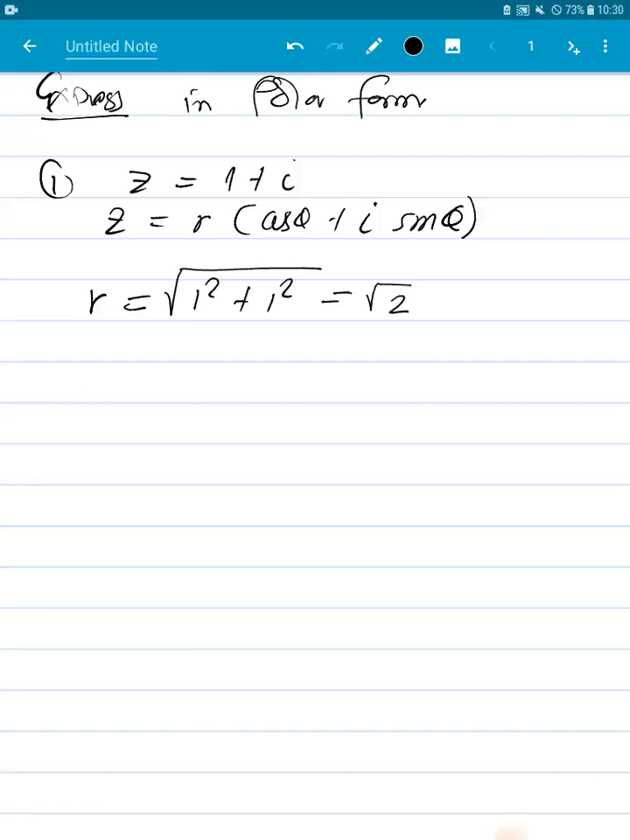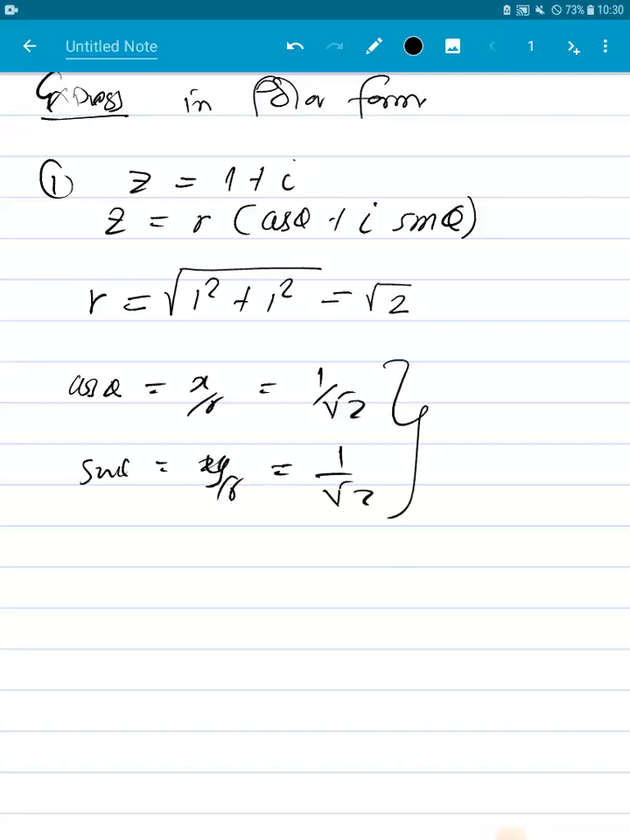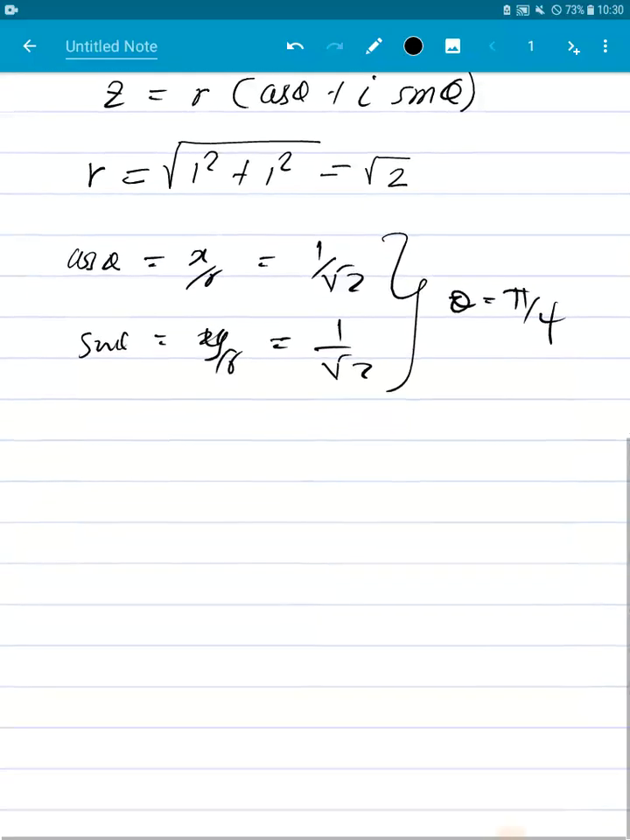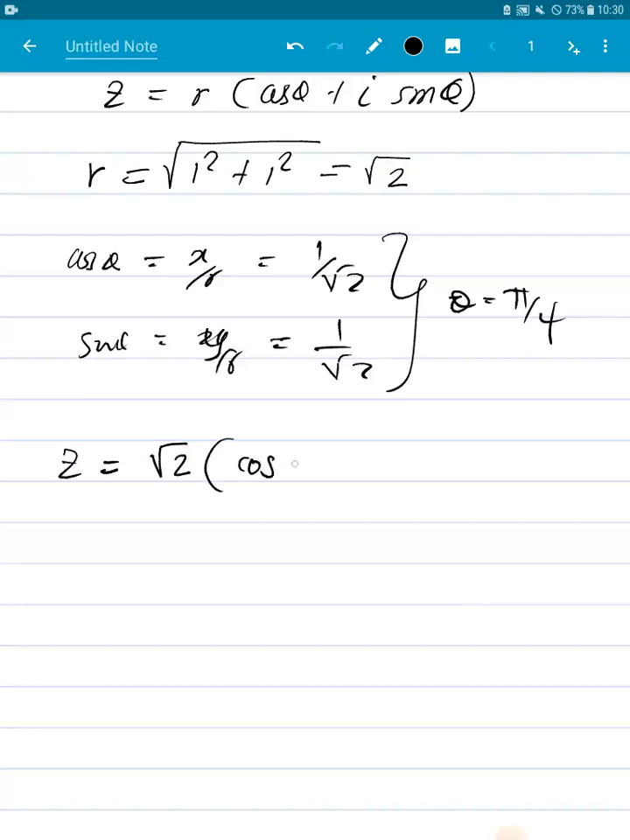The angle: cos theta is equal to x over r, which is 1 over root 2. Sin theta is equal to y over r, which is also 1 over root 2. And I think from the previous example, we found theta to be pi over 4. Now that we know what theta is, our r is just root of 2. Then open bracket, this is cos pi over 4 plus i sin pi over 4. Done.